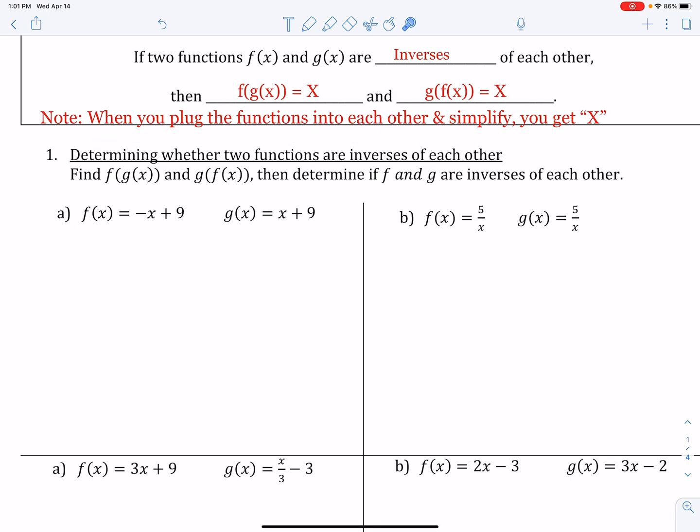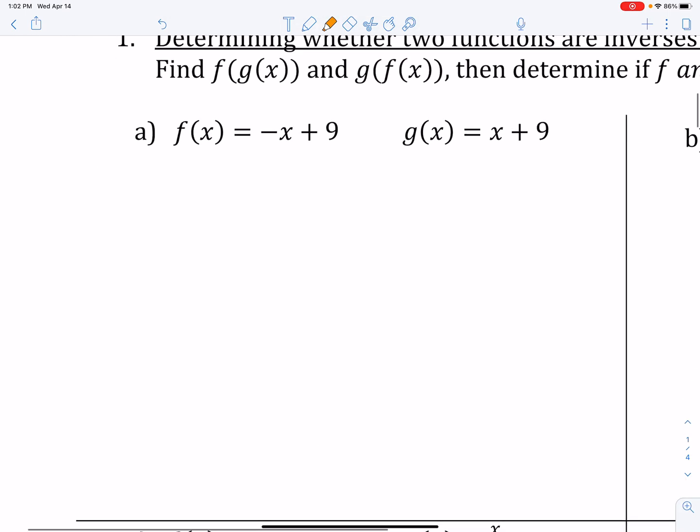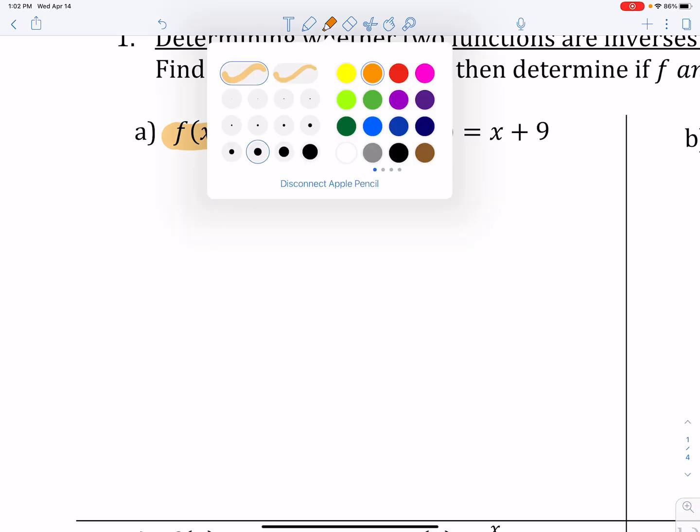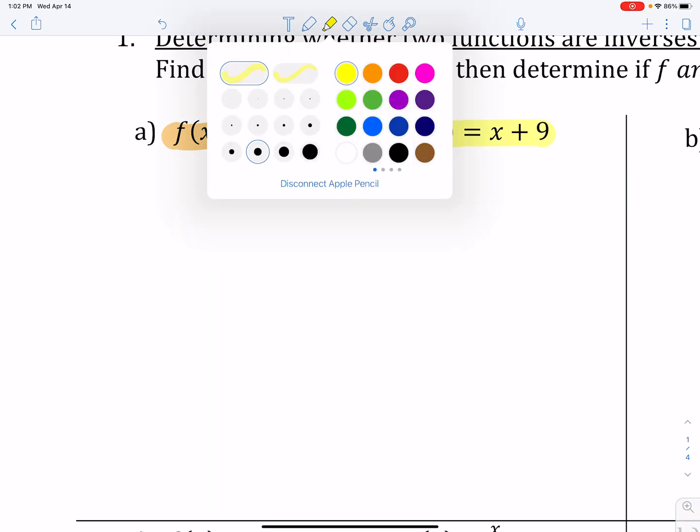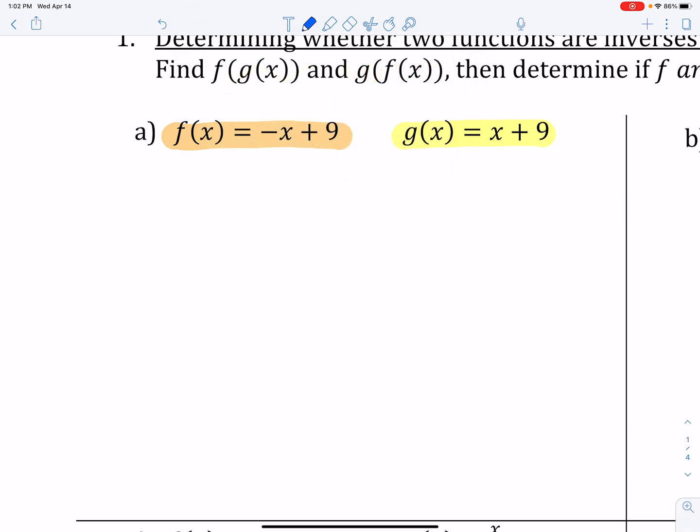But let's go ahead and do the first one together. Letter A. I'm going to make this one orange, make it whatever color you want. And I'll make this next one yellow, to switch things up a little bit. So the first one I want to set up is right here, where I'm circling. Let's do this one first. f composed with g at x. So we will have f composed of g at x.